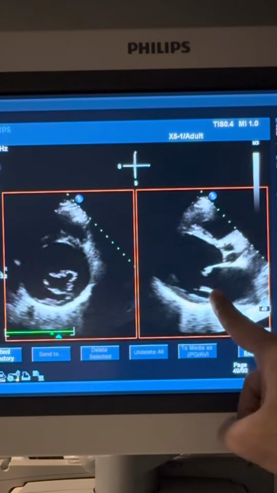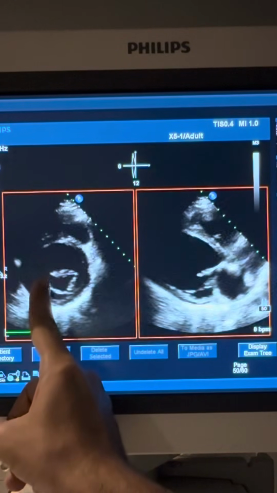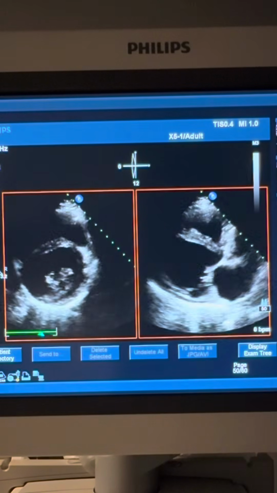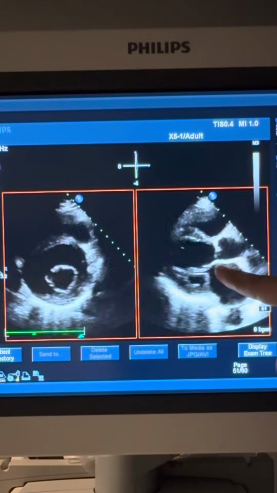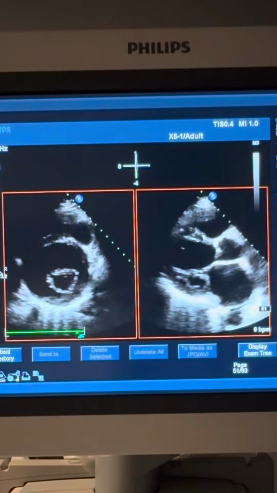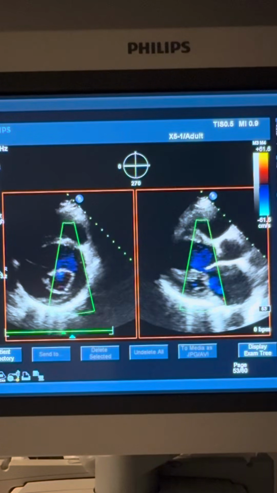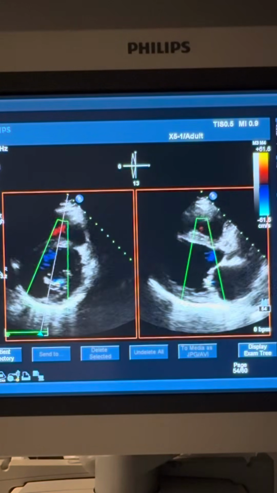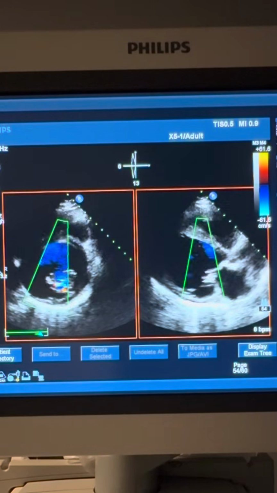So A2 and P2. Now I am putting my cursor line at the medial commissure A3, P3. So A3 and P3. Now the lateral commissure 1 on 1. So here A1 and P1. Now I'm doing this with color. The lateral commissure 1 on 1, no leak. The medial commissure 3-3, no leak, no regurgitation.